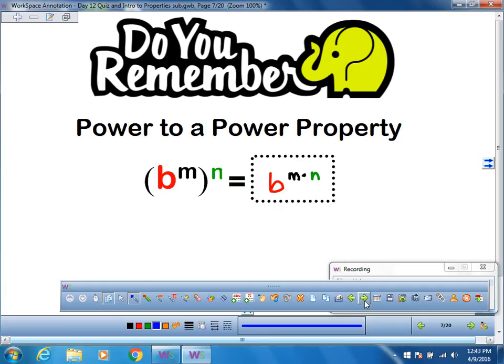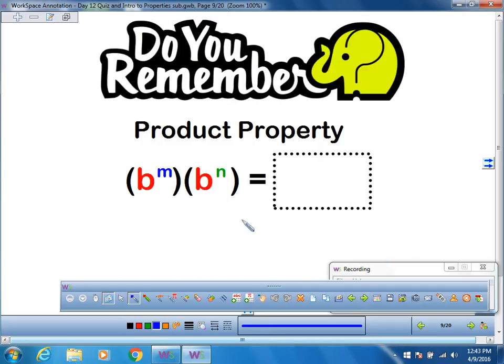Okay, let's look at a couple other properties. We also have your product property. When you're multiplying two bases that both have exponents, then you can just add the exponents.